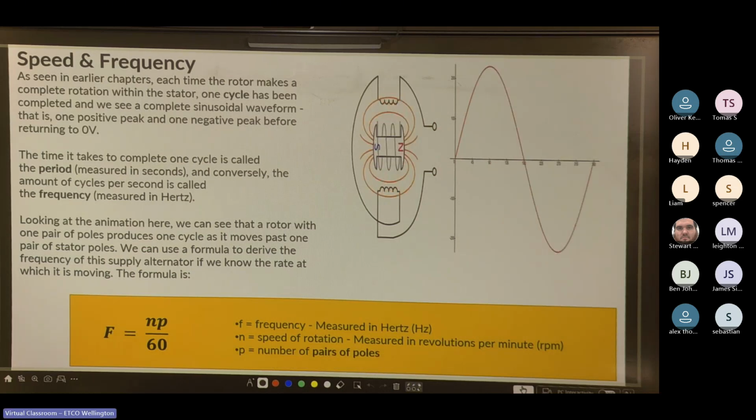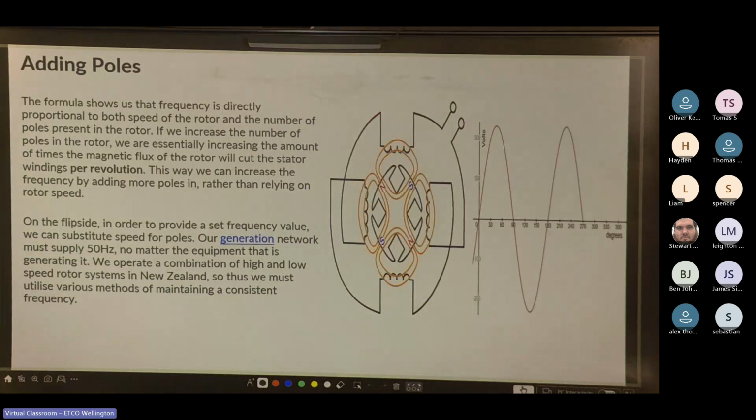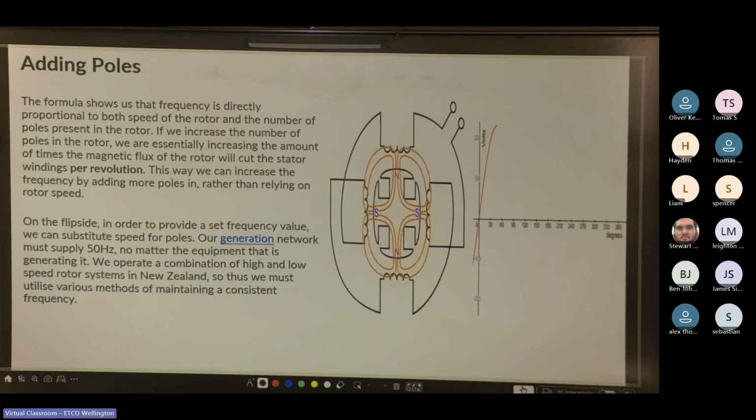So if we knew the frequency we wanted to attain, we could work out the speed and number of poles we wanted to spin at. We know what frequency we want to attain. We can then rearrange the formula to figure out how fast we need to spin the alternator or how many pairs of poles we need. As we add poles, the formula shows us that the frequency is directly proportional to both the speed of the rotor and the number of poles present in the rotor.